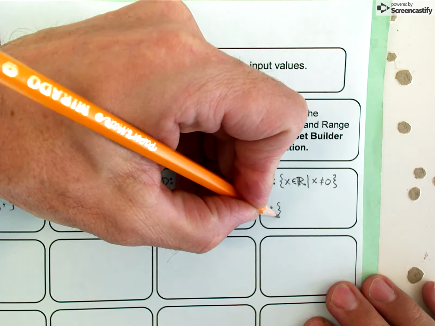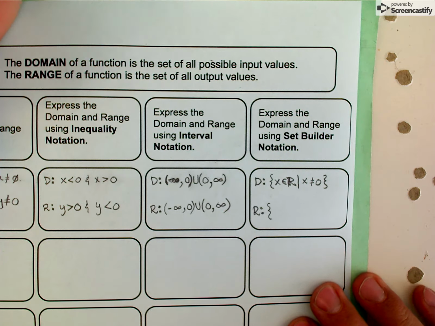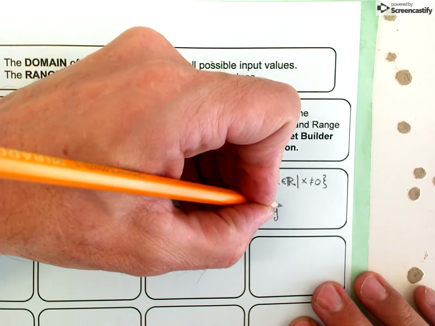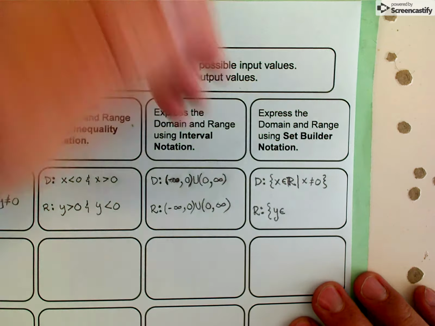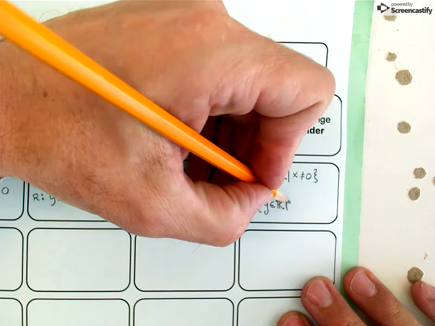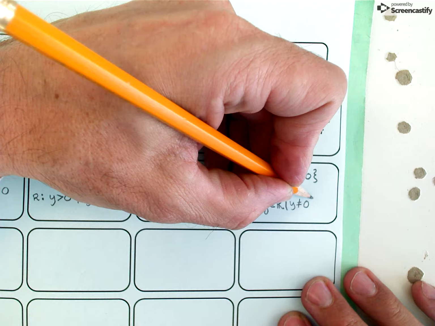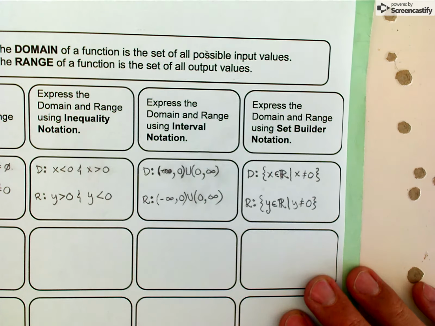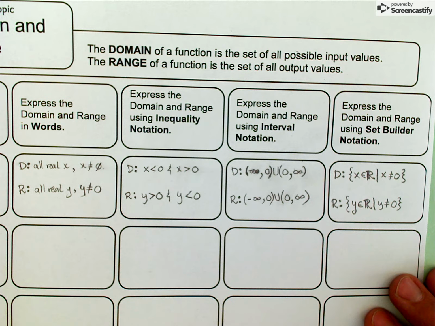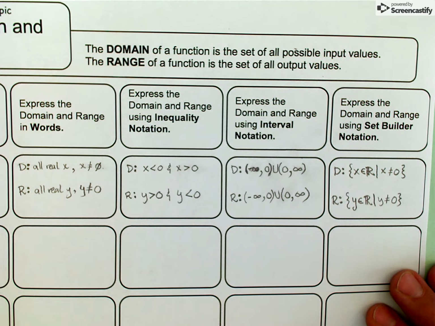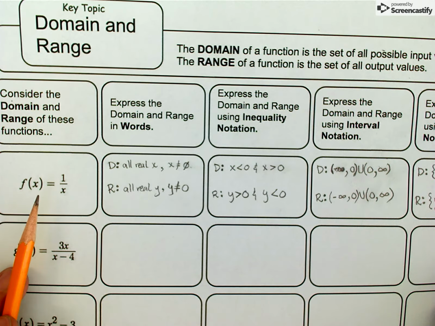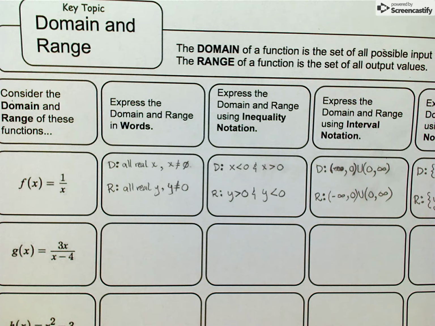The range, it's kind of an easy problem because the range is the same values as the domain. It's all y in the real numbers such that y is not equal to 0. And that is how 4 different ways to write the domain and range of a function, specifically this function right here.